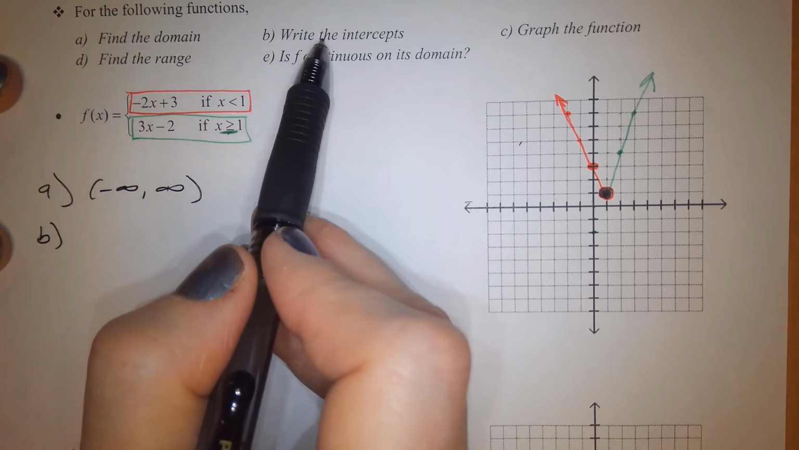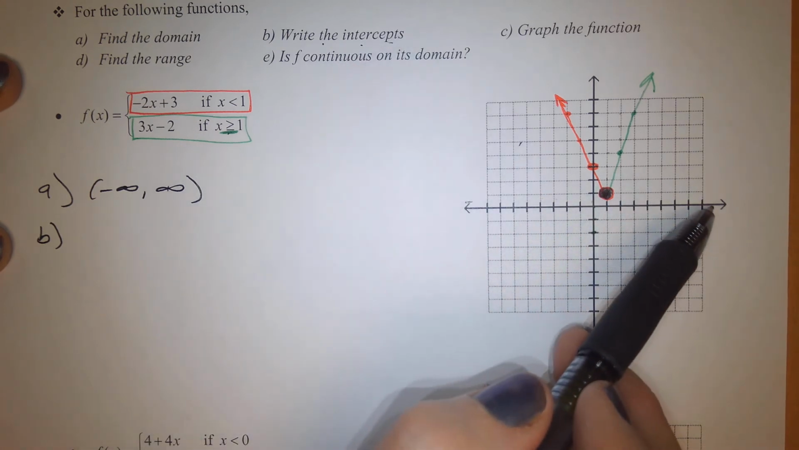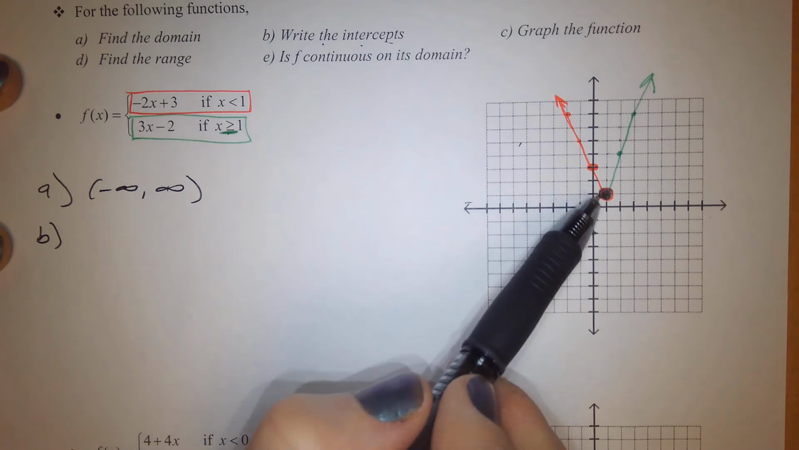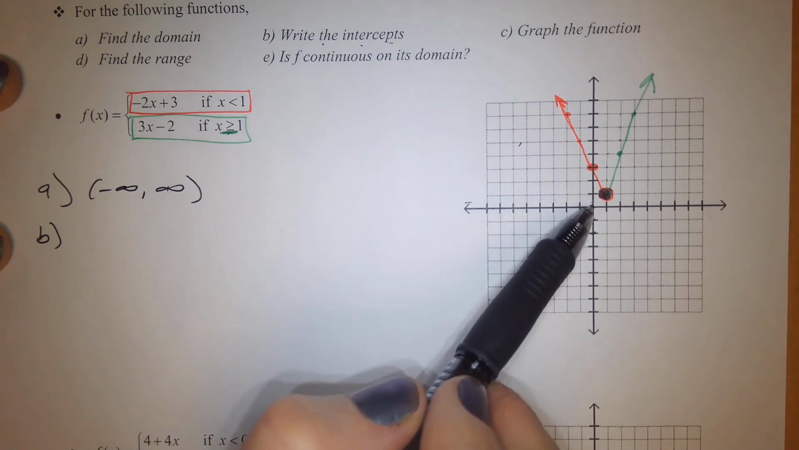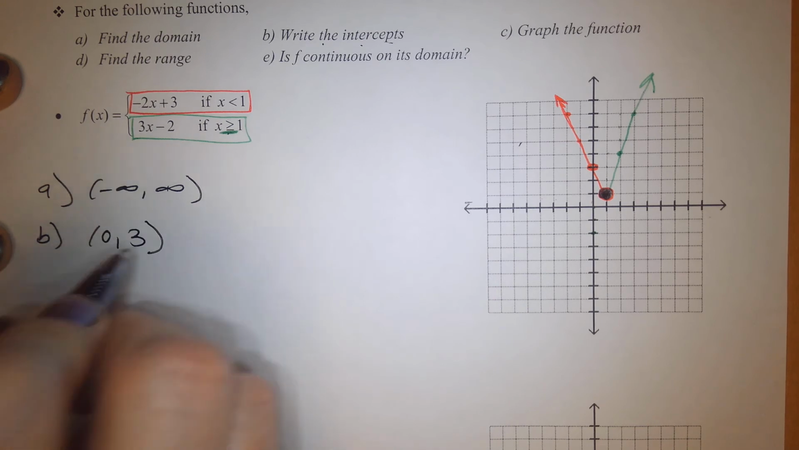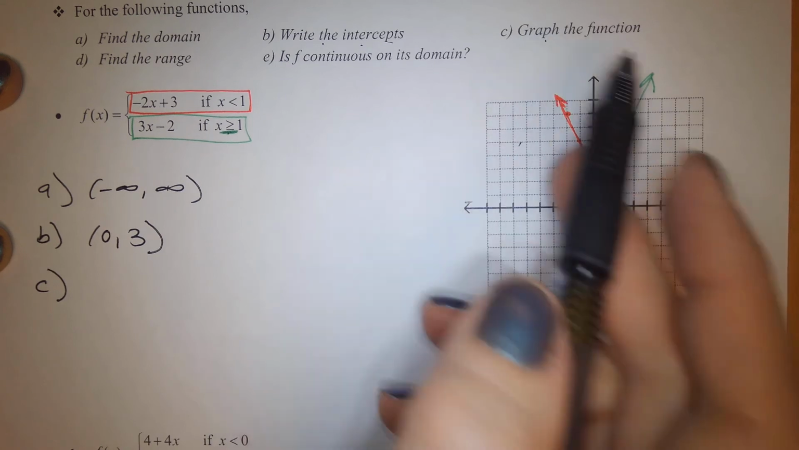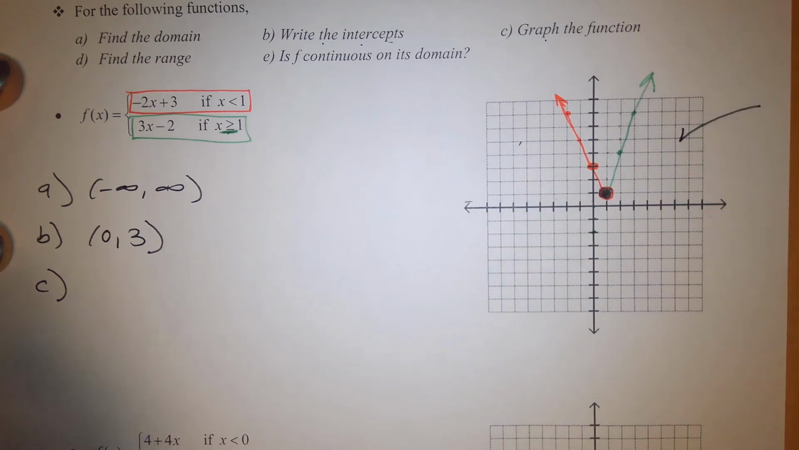Part B says write the intercepts. There is no x-intercept. There is only a y-intercept, and it looks like it crosses at (0, 3). C. Graph the function. Already did.